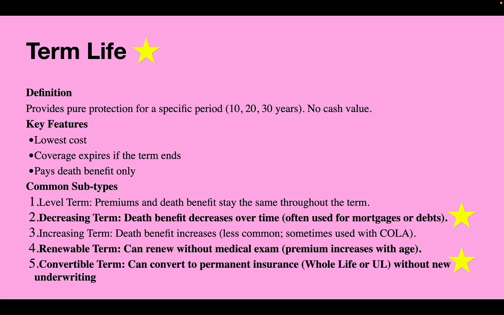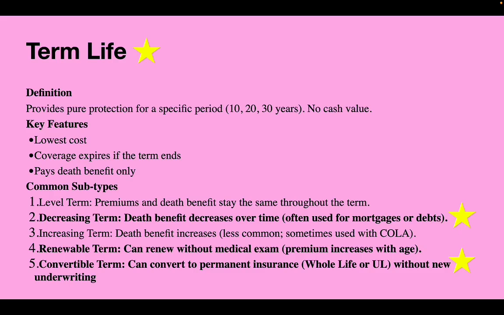Slide 2, Term life insurance. Term life insurance provides protection for a specified period, such as 10, 20, or 30 years. It does not accumulate cash value, which is why it is the most affordable type of life insurance. If the insured outlives the term, coverage ends and nothing is paid.